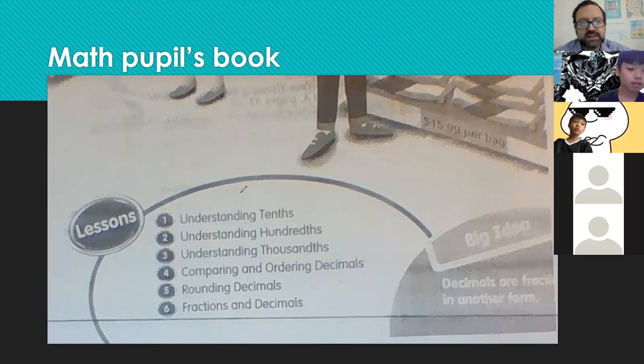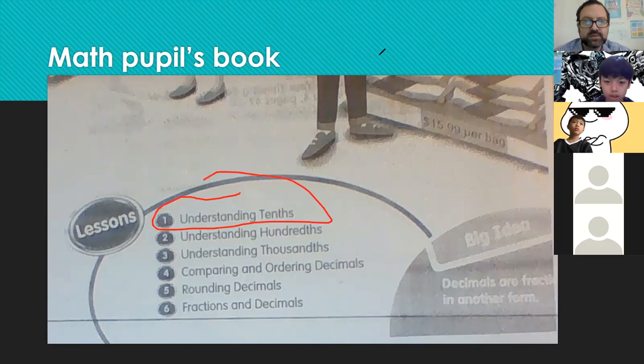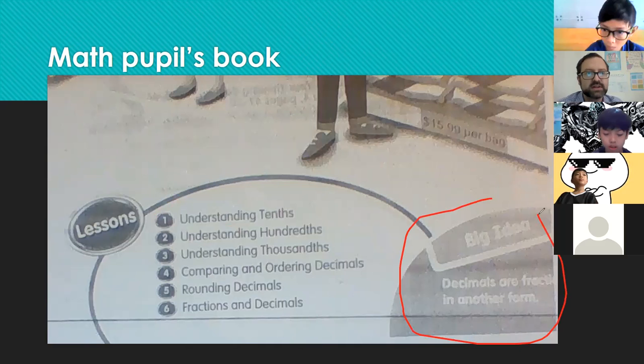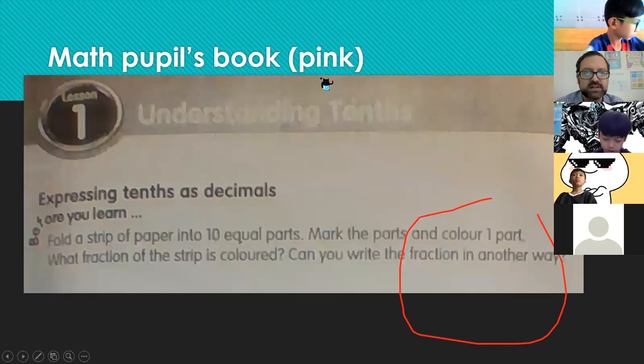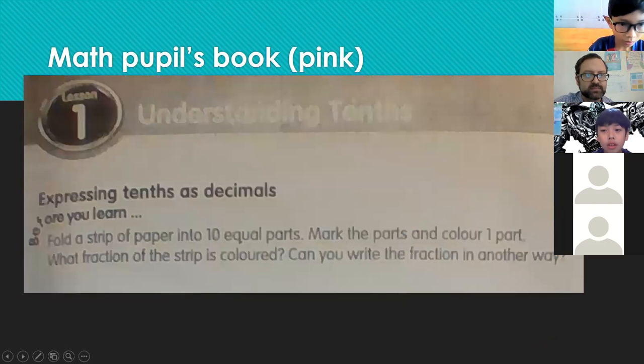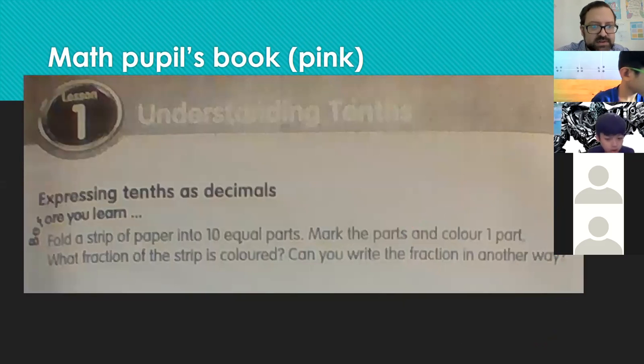All right, so today we're going to talk about understanding tenths. And what I want you to know, if you can see here, it just says decimals are fractions in another form. And let's take a look at what I mean by that. Yes, Domi, do you have a question? What are decimals? Decimals are fractions in another form. And if you turn the page, we will know exactly what decimals are.